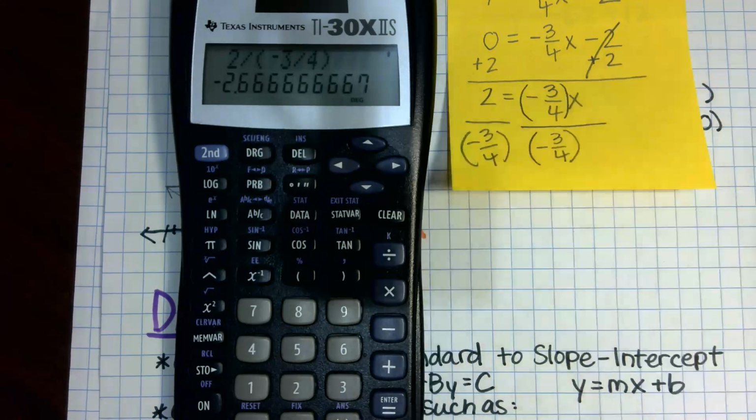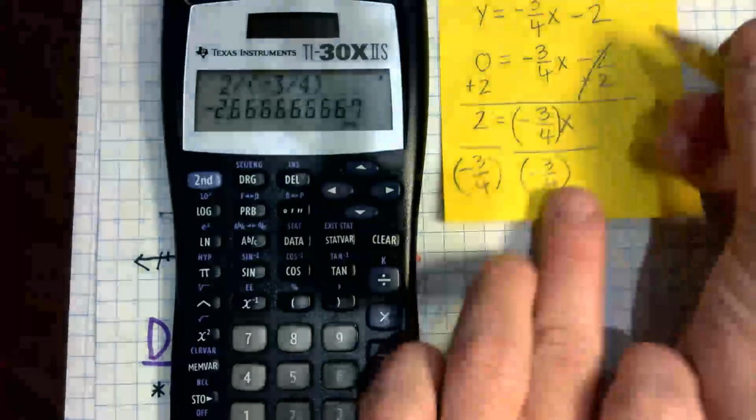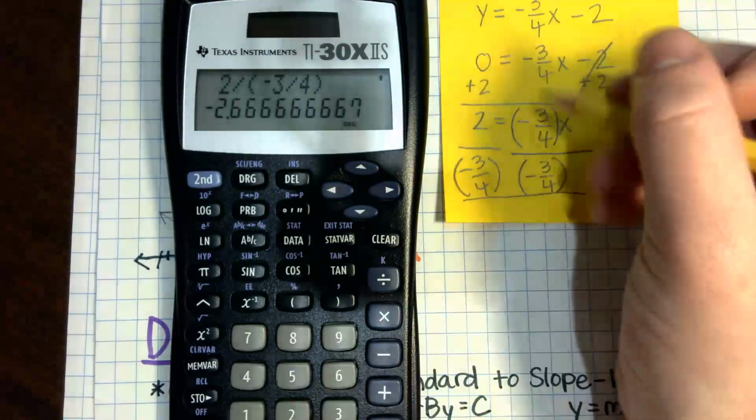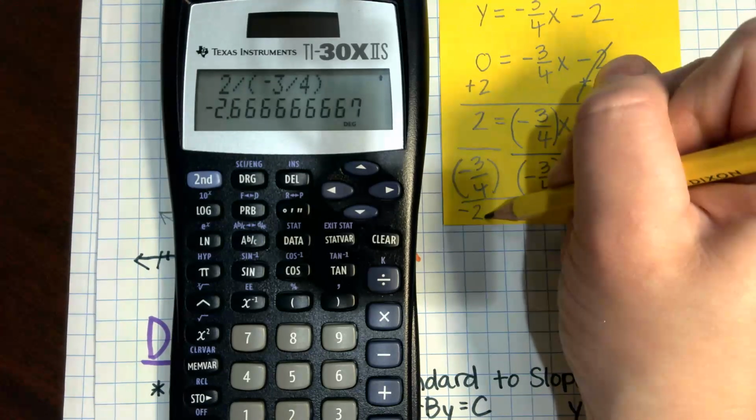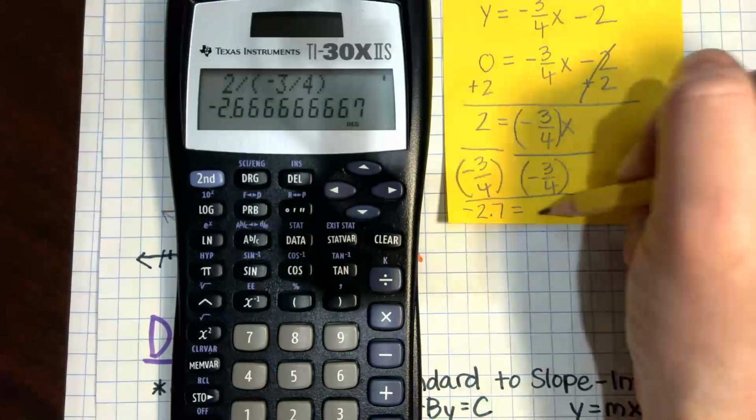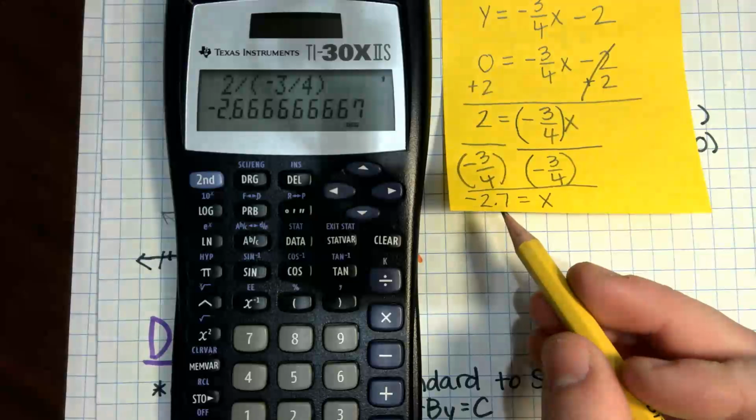2.6 repeating. So that means, so wouldn't it be 2.7? Yeah, we could say 2.7 also. Either one would be fine with me. That means our x is negative 2.7.